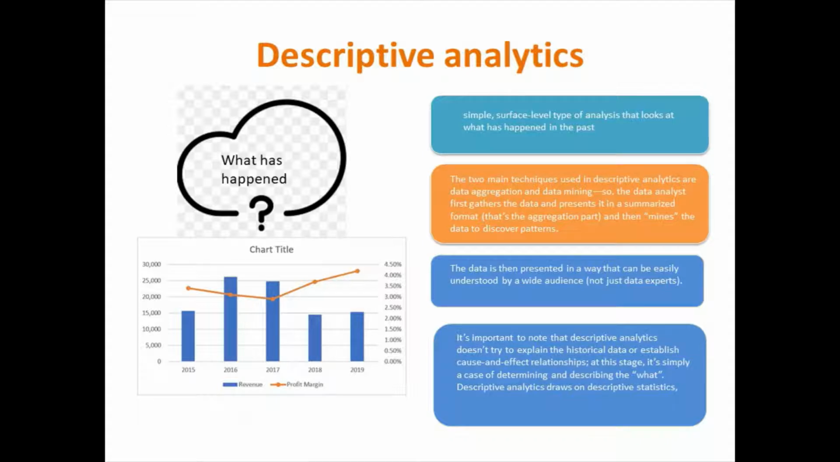While talking about descriptive analytics, it's important to note that it does not try to explain the historical data or establish cause and effect relationships at this stage. It's a simple case of determining and describing the what, like what has happened. It doesn't go into more detail, like why it happened or what the previous cases were. It just gives the answer of what has happened.